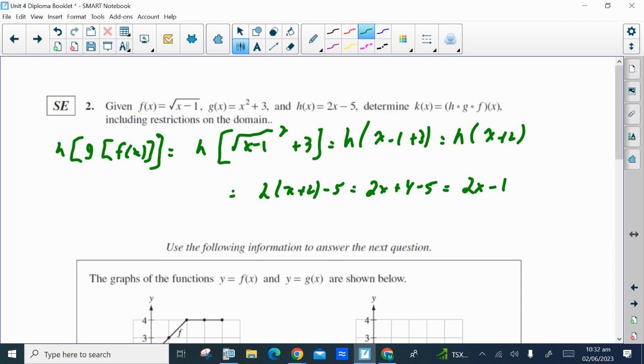There are restrictions on x because you cannot take the root of a negative number. X minus 1 has to be greater than or equal to 0, because you can take the root of 0, just not a negative. So if you add the 1 to both sides, there's our restriction on the domain. X must be greater than or equal to 1. It doesn't ask you to write the domain. It just says, what are the restrictions? And x greater than or equal to 1 is the restriction.